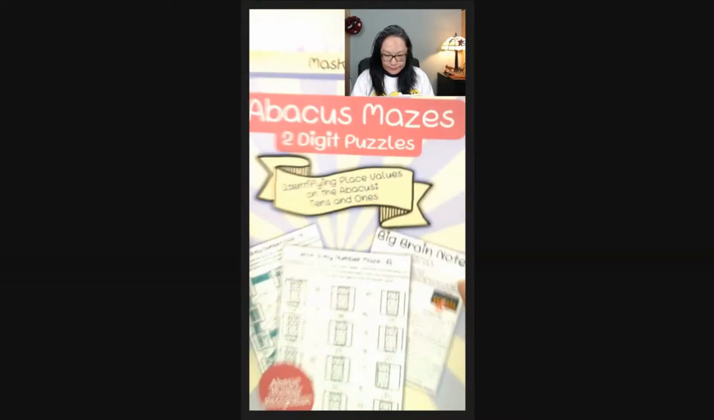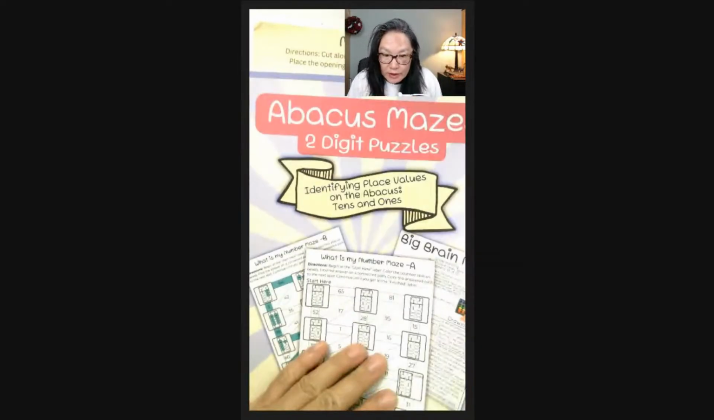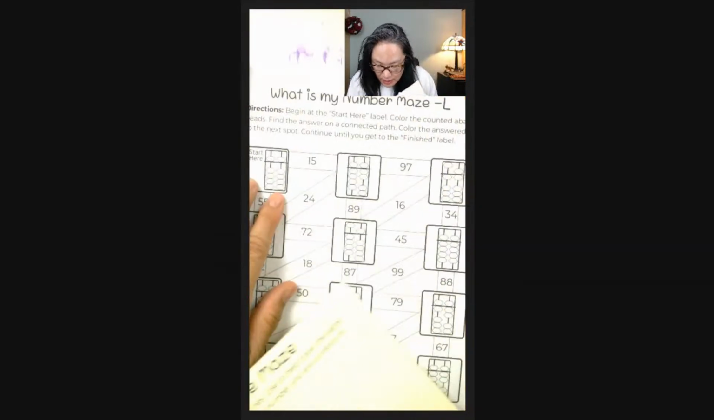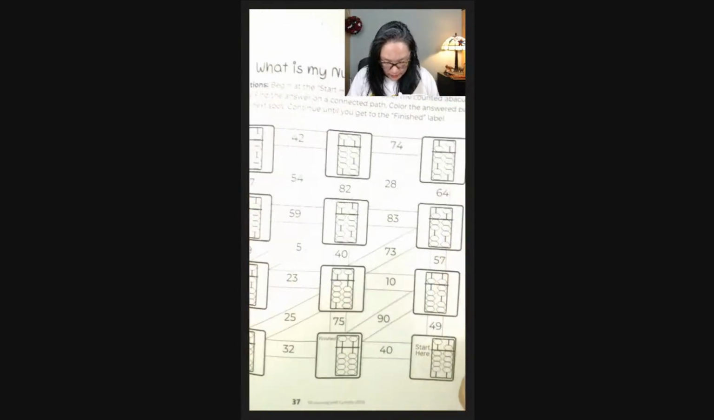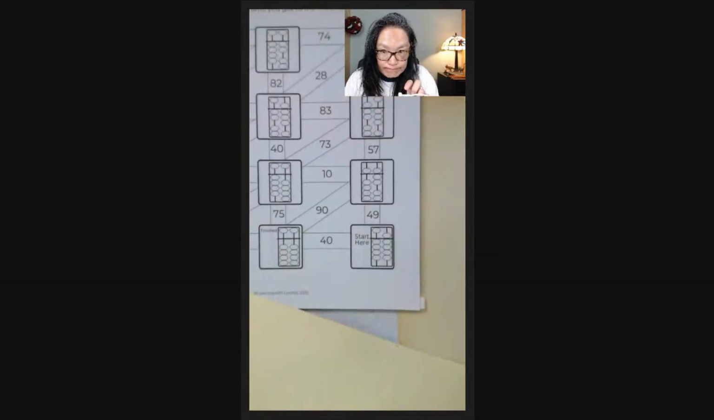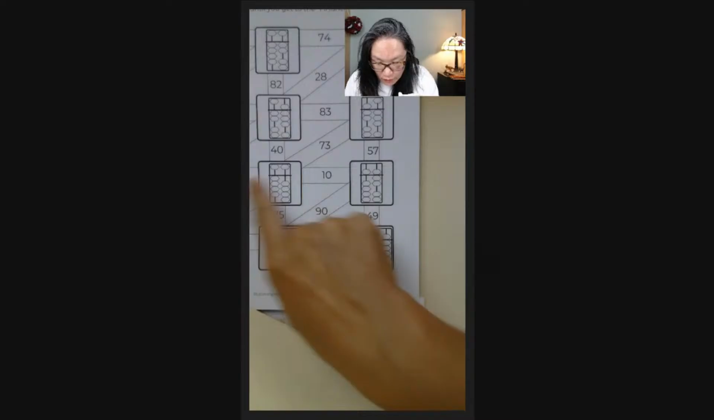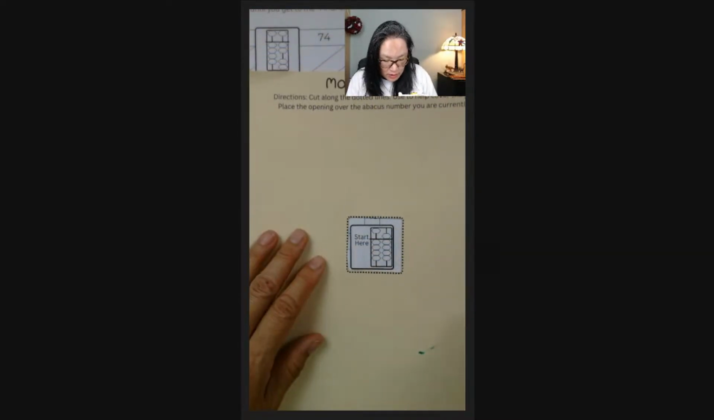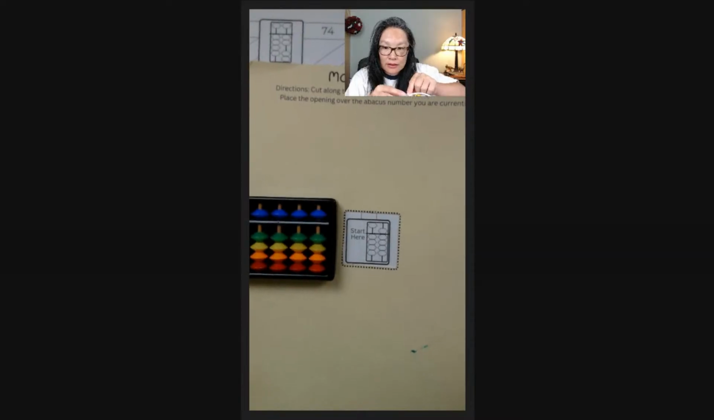Okay. So this is my maze. When we're doing it, you want an easy question, so we're going to start here. This maze is trying to do some bead recognition. Let's do this one. You start from here, and then you find the answer, and then we move around on our abacus.